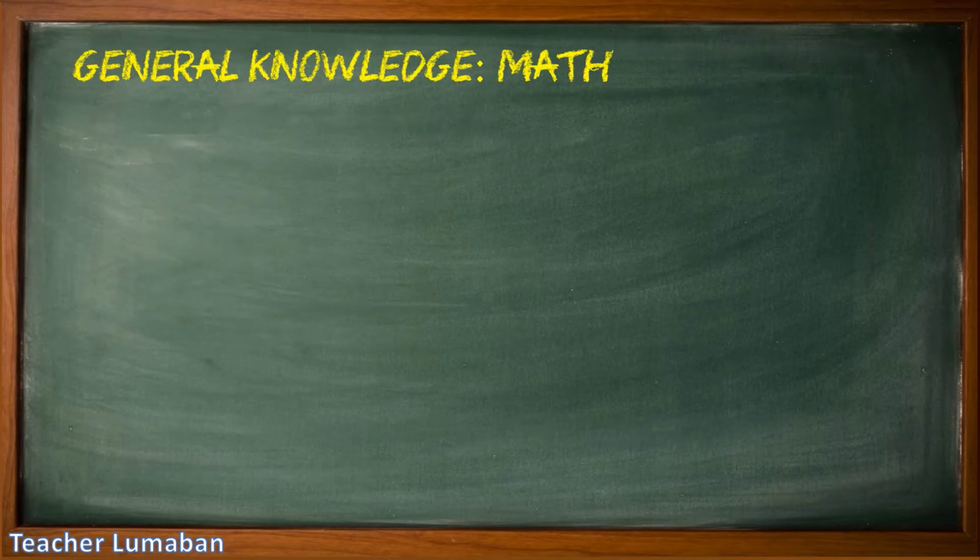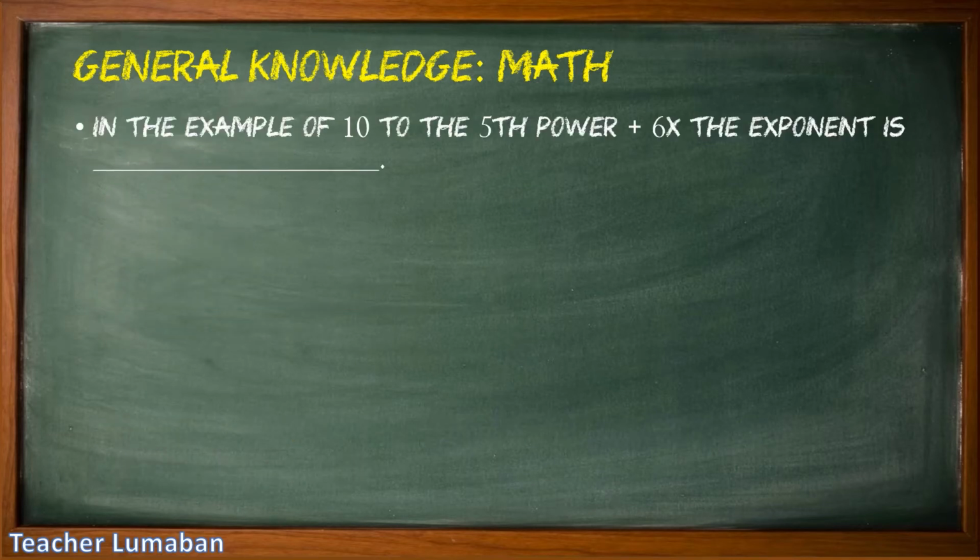In the example of 10 to the 5th power plus 6x, the exponent is blank. Letter A, 5. Letter B, 6. Letter C, 10. Letter D, y.